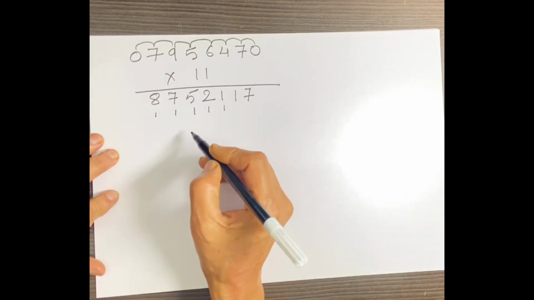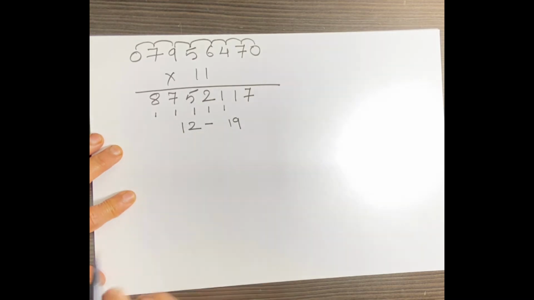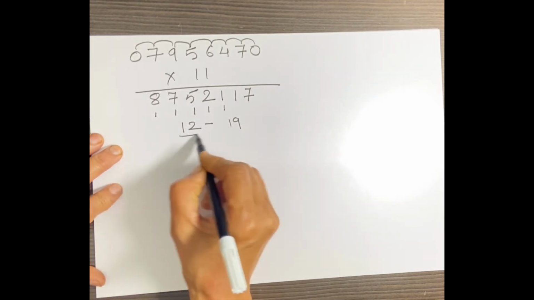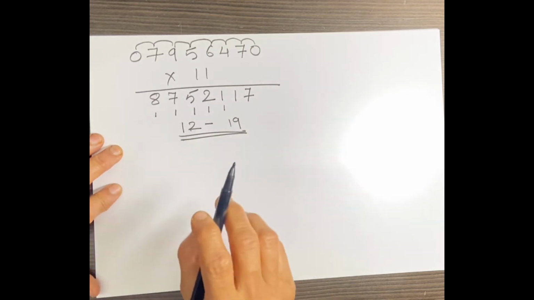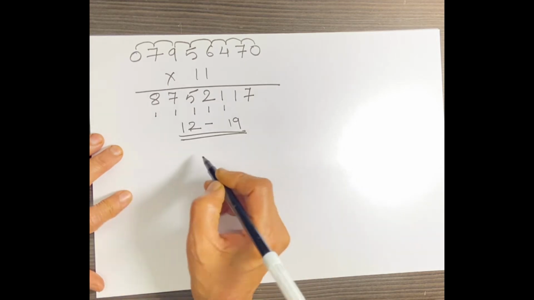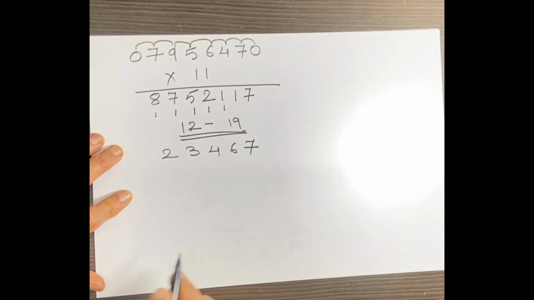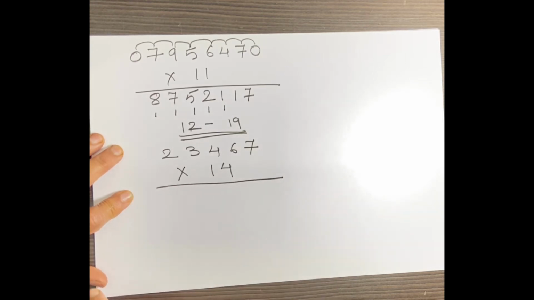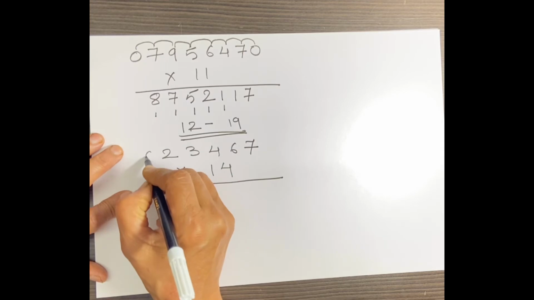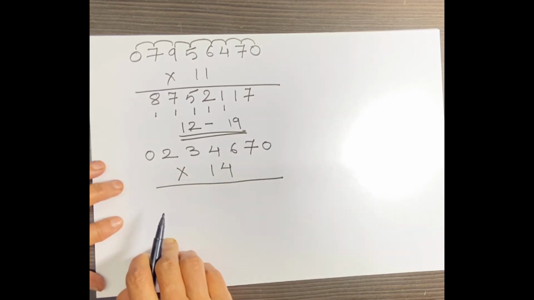Now, multiplication of any number by 12 to 19 numbers. Here also we will need only 1 to 9 tables, not 12 to 19 table. One example I am going to take: 23,467 into, I am going to take 14. First step is same, prefix and suffix the number. Don't forget to prefix and suffix the number.